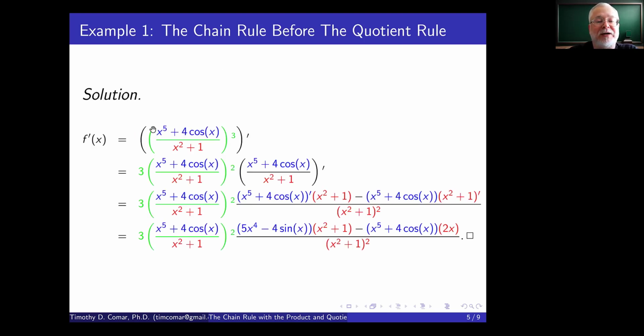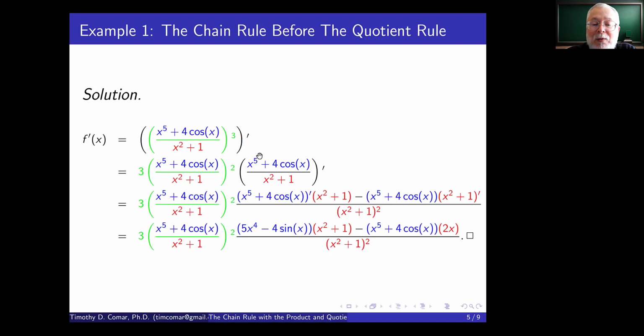So our first step here, and I'm going to put in green our outermost function. The derivative of that outermost function, stuff cubed, is going to be 3 times that stuff squared, then times the derivative of that stuff. And that stuff is the quotient over here. And notice in this first step, I've just left the remaining derivative to calculate with the prime symbol. So we're leaving it for the next step, and we can take things one at a time.